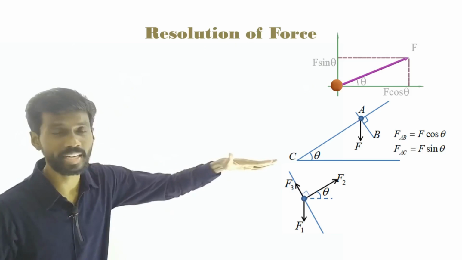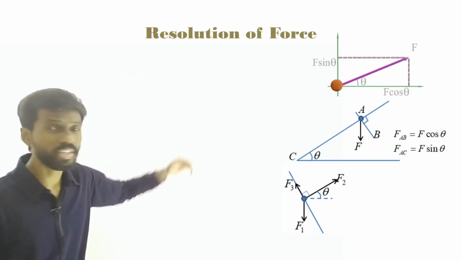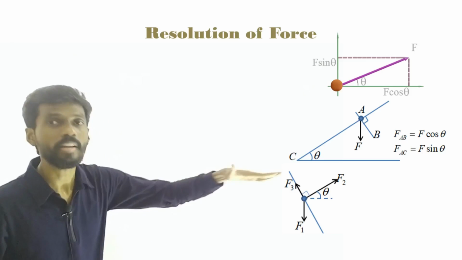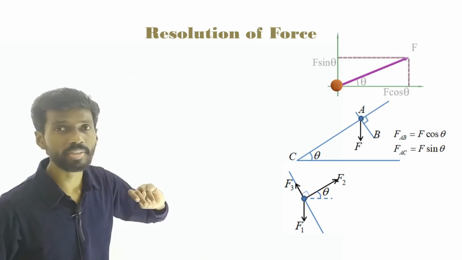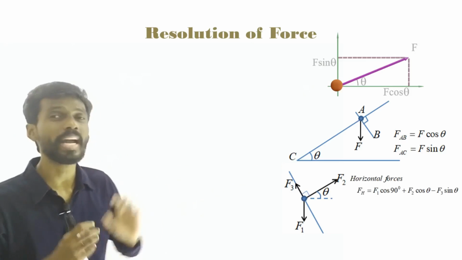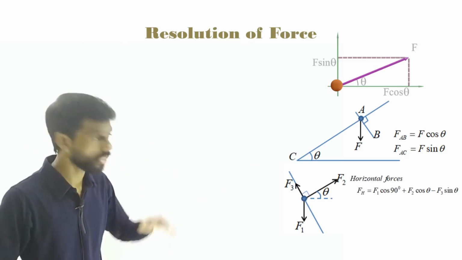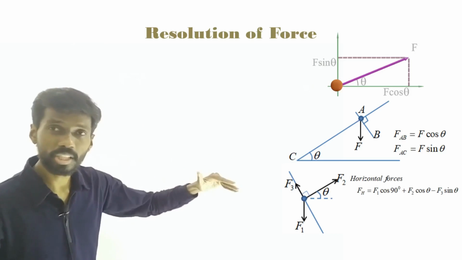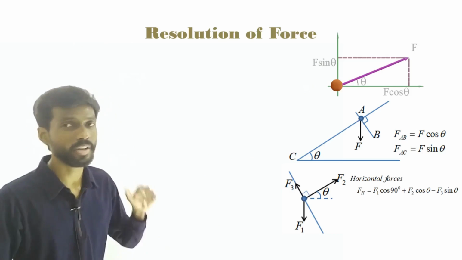We want the horizontal direction in the positive direction. So F3 sin theta, but in the negative direction. So that means you have to take minus F3 sin theta, right? So that is the projection of F3 in the horizontal direction. Okay, yes. So that is the projection of all these vectors in the horizontal direction.